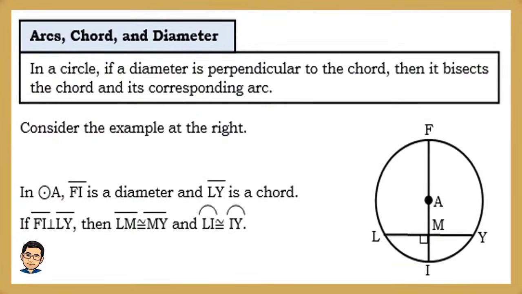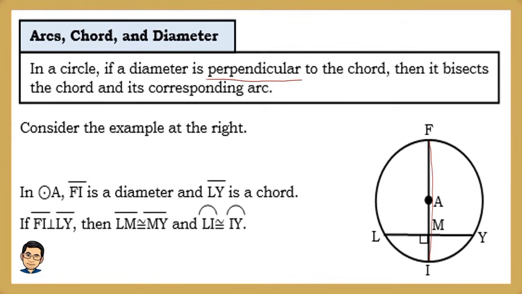So, next naman, arcs, chord, and diameter. So, in a circle, if a diameter is perpendicular to the chord, then it bisects the chord and its corresponding arc. So, tingnan natin yung figure natin dito. Yung diameter natin, which is FI, kailangan nagpa-pass through siya sa center ng circle para maging diameter siya. And then, is perpendicular to the chord. So, pag sinabi nating perpendicular, dapat nagke-create po siya ng 90-degree angle, yung right angle.